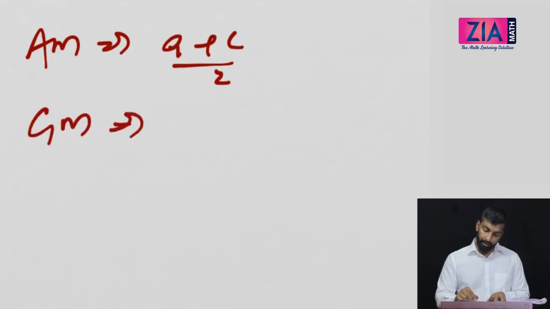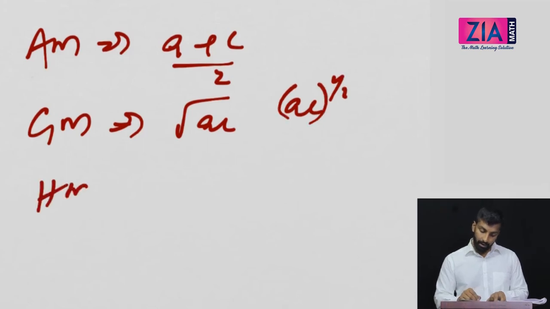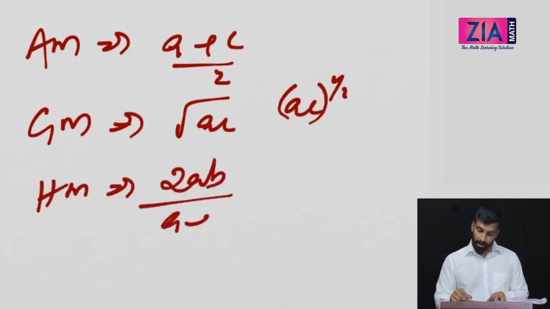Geometric mean is root of AC or AC raised to 1 by 2, right? Harmonic mean is 2AB by A plus B.